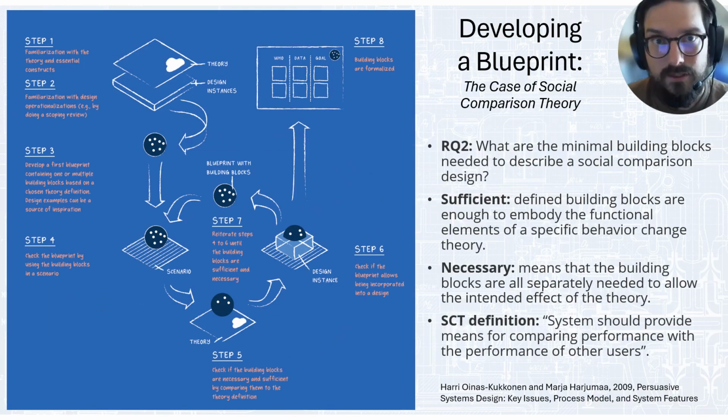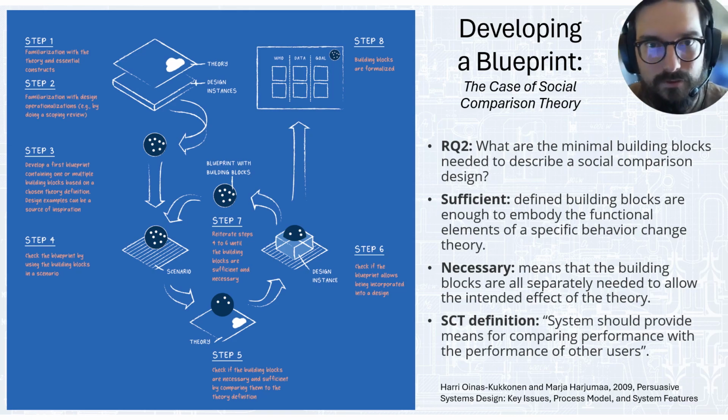To address our second research question, we argue that a behavior change design should contain functional elements that need to be embedded in a design to allow for the social comparison effect to take place. To this end, we argue that we should first focus on what is essential, or in other words, what are simultaneously necessary and sufficient functional elements that allow a person to engage in social comparison through the design. These functional elements, which we refer to in this paper as building blocks, form the blueprint for social comparison theory.